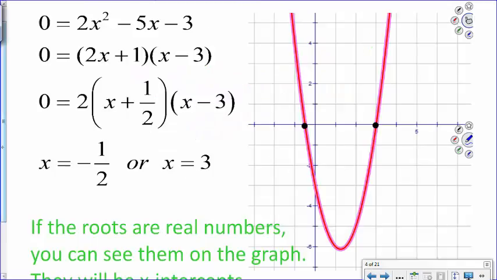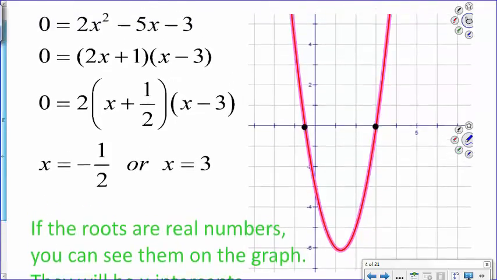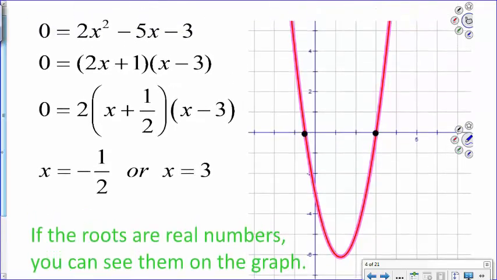And if we do write it in factored form, it does help us graph it a little bit. So I can graph both roots. Obviously, we'd have to figure out where the vertex is and things like that. But if the roots are real numbers, we can see them on the graph, okay, because they're going to be x-intercepts. Remember, if they're not real numbers, so let's say we had a parabola like this, for example.